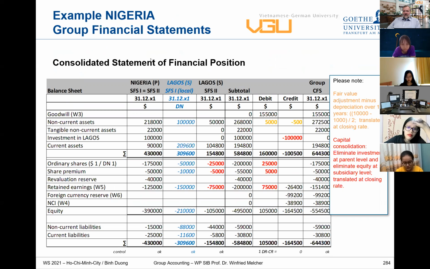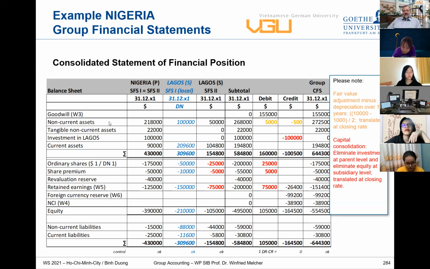Sorry, we are in the consolidated statement of financial position. So that's the balance sheet, and we have to use the closing rate. So that is clear. So fair value adjustments minus depreciation over 10 years. So we have 1 year now, 10,000 minus 1,000 divided by 2, because obviously that was in the middle of the year. No, 2 is the year-end closing rate, sorry.